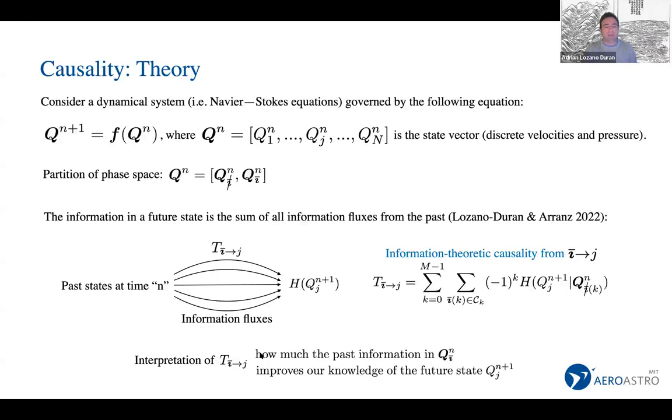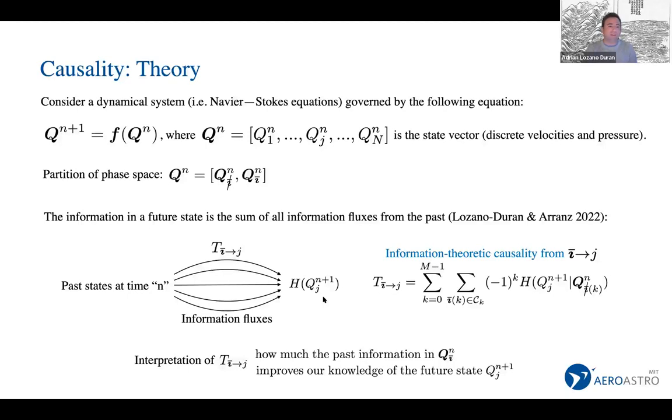So we can interpret this as how much the past information in this collection of variables, Q sub I at the past, time n, improves our knowledge of the future state in the time n+1 of the variable J. So this is a way that is non-intrusive in the sense that we don't need to modify the system to see what is happening. And we just need to post-process some data. And this will give us a feeling of how much information is transferred from one variable to another in the future. And we can use that as a quantification of how important is one variable to the future.